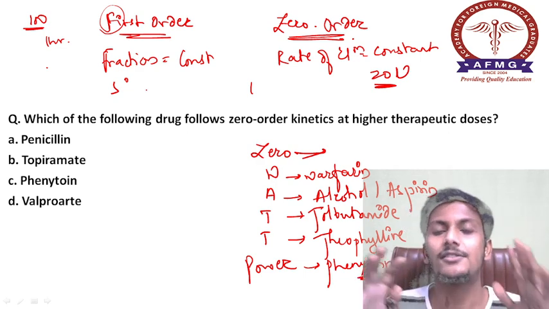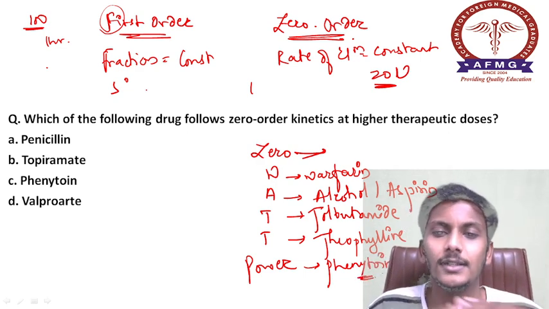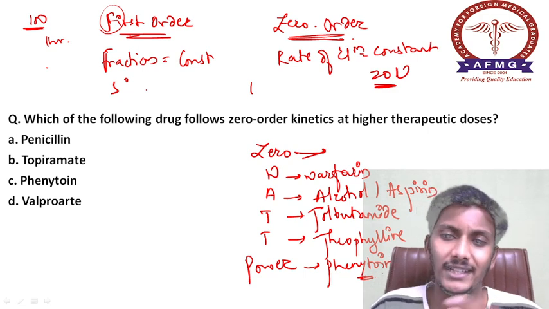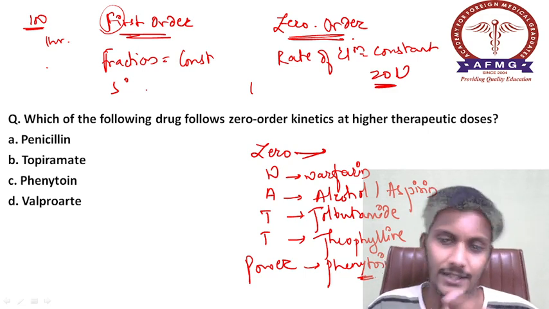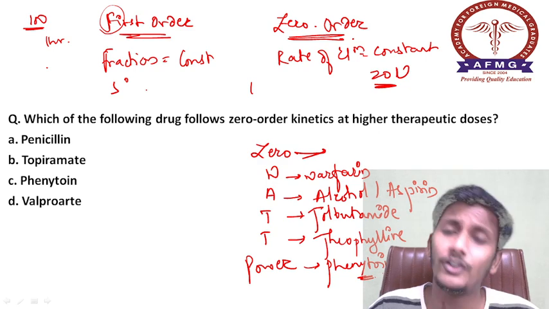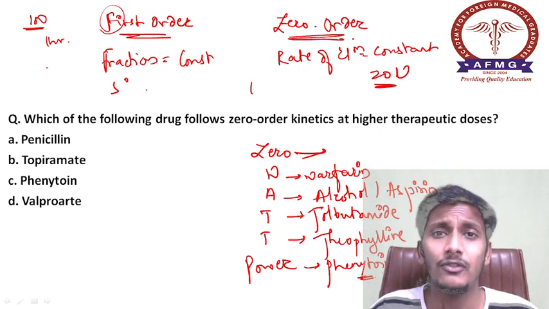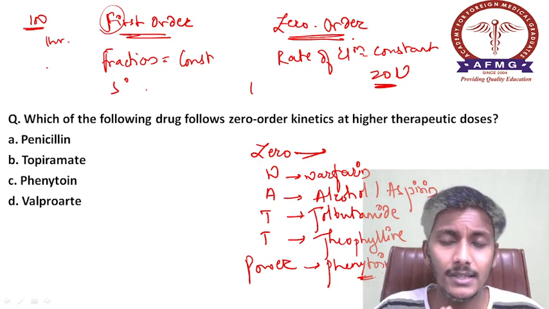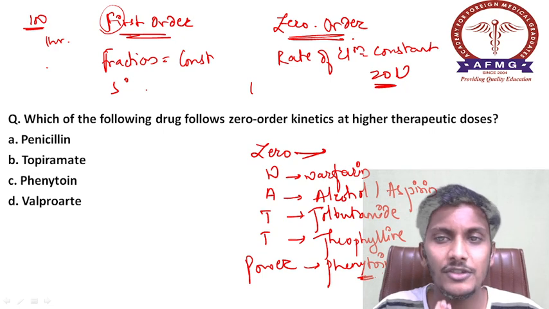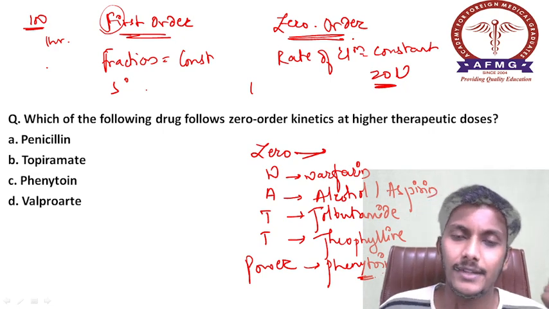So please remember the drugs which follow zero order kinetics are W for warfarin, A for alcohol and aspirin, T for tolbutamide, second T for theophylline, and P for phenytoin. Please remember these are the important drugs which you need to remember which follow zero order kinetics at higher therapeutic doses.